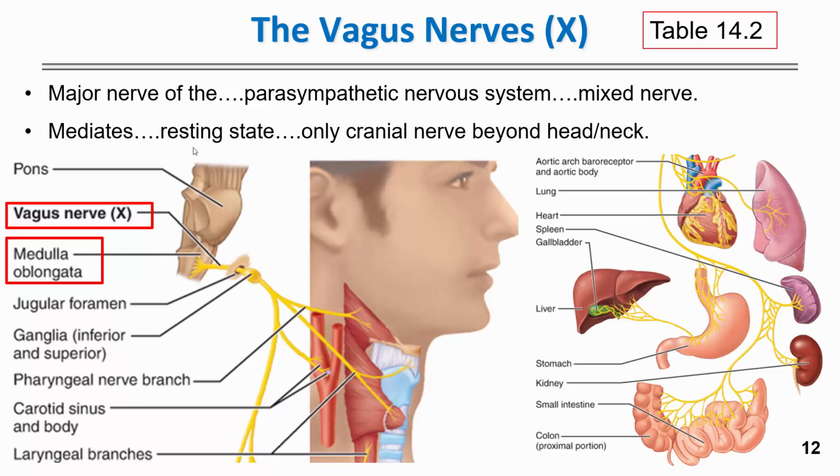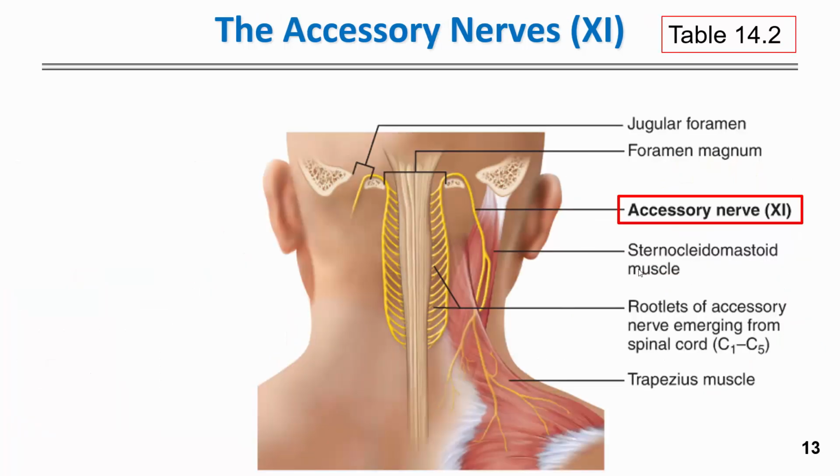And it's the only cranial nerve that extends and controls organs beyond the head and neck, as we see illustrated in this diagram here. So on the far right hand side, here we see illustrated the various branches of the vagus nerve that innervates the heart, lungs, and various other organs in the body. So it's important to remember once again that the vagus nerve is both sensory and motor.